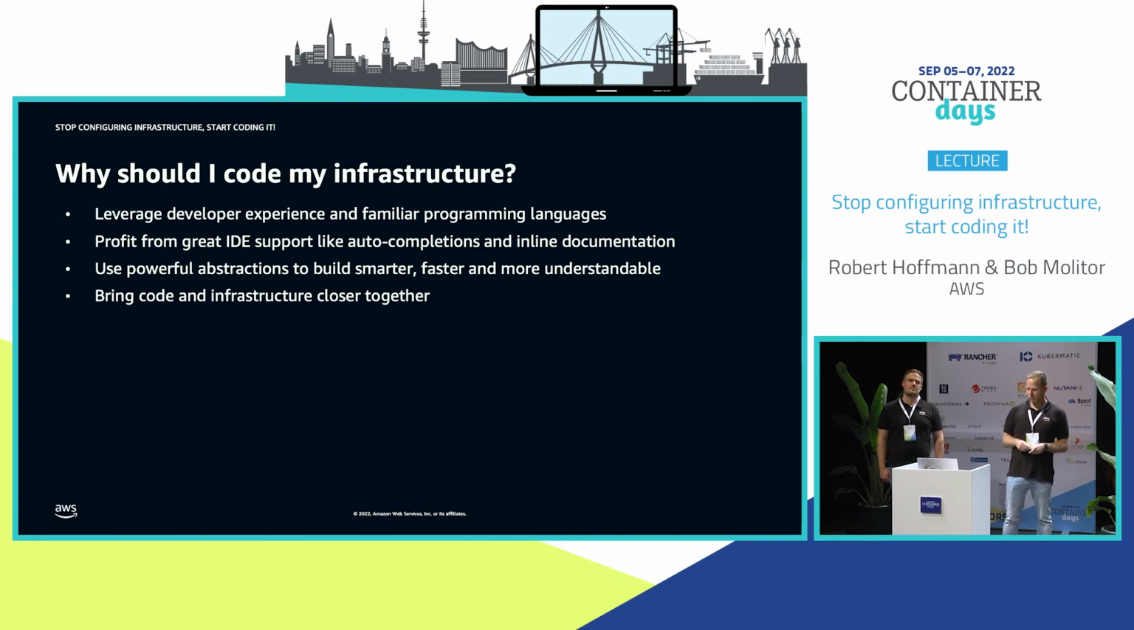And of course, we have powerful abstractions to build smarter, faster, and more understandable. That's what I mentioned before. Everybody who reads your code can understand what you want to do with only a couple of lines of code. When you see a YAML, it's like, oh, 300 lines of code I have to study. And of course, it brings your code and your infrastructure closer together.